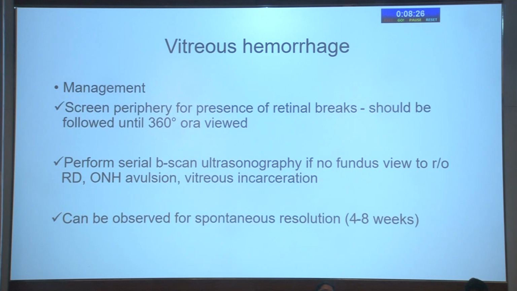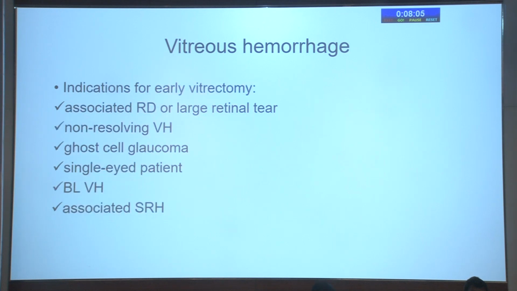As for management, we have to screen the periphery for the presence of retinal breaks, and the patient should be followed up till the complete 360 degrees of the ora is seen. In case the retina is not seen, we have to perform serial B-scan ultrasonography to rule out retinal detachment, optic nerve head avulsion, and vitreous incarceration. In case it's only a plain vitreous hemorrhage, we can observe for spontaneous resolution. But in some cases, we have to go for early vitrectomy.